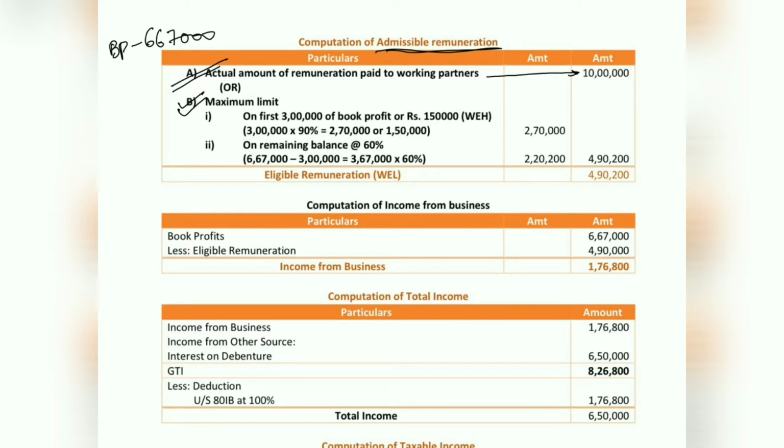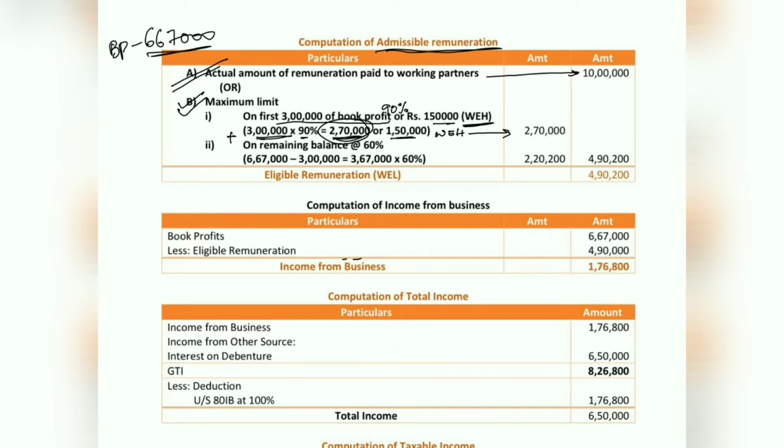The maximum limit is, on the first 3 lakh, we will consider 90% or 1,50,000, whichever is higher. If you calculate 90% on the first 3 lakh, the value comes to 2,70,000, or 1,50,000, the higher value among these two. So which is higher? 2,70,000, right? So we have considered 2,70,000 here. Plus on the remaining balance.